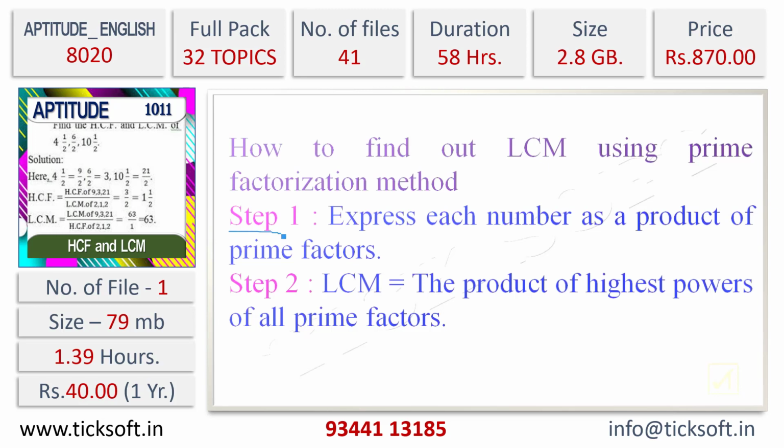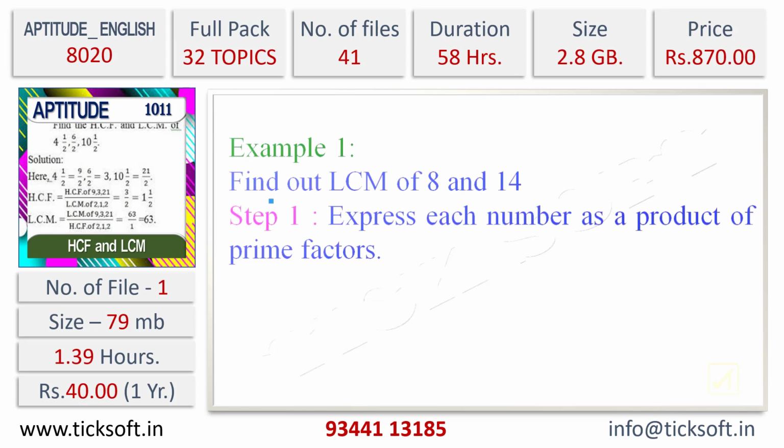First, we have to express the given numbers as a product of prime factors. That is very important, because in the name of the method itself we know that it is the prime factorization method. So we have to express each number as a product of its prime factors. Now step 2 is that the LCM will be equal to the product of the highest powers of all prime factors. Here we have to take the highest powers of all the available prime factors. Just by finding the prime factors we can easily find the LCM.